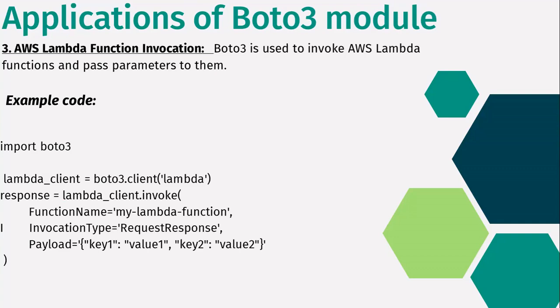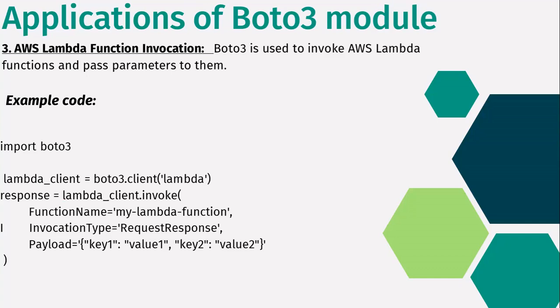Let's move on to the code example. The first line, as I have said, is the Boto3 library, which is the official Amazon Web Services software development kit for Python. Second, here we have to create an instance. An instance of the Lambda client is created using the Boto3.client method.